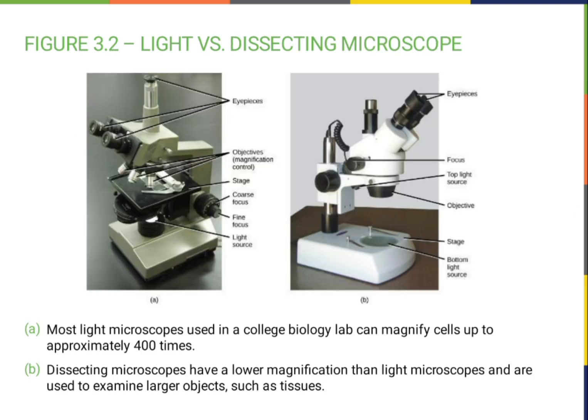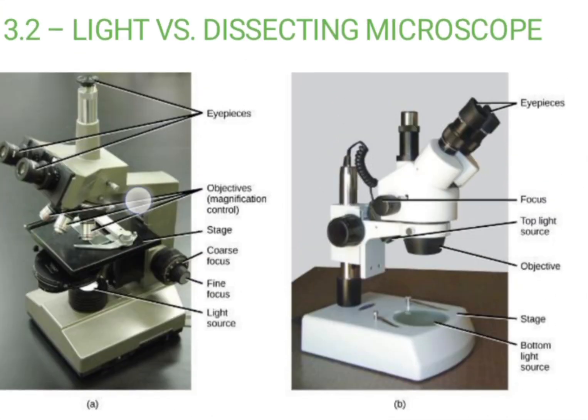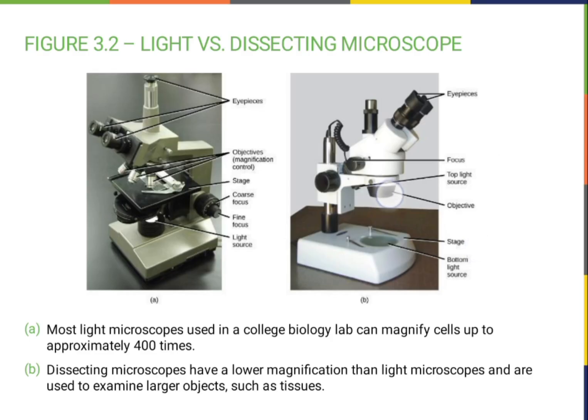So you can clearly see that most microscopes that are used in our labs usually magnify cells up to approximately 400 times. This one here is the common light microscope, and this one here is known as the dissecting microscope. The dissecting microscope usually has a very low magnifying power, and is usually used to observe bigger objects like an insect. You can easily see it there, bigger objects.